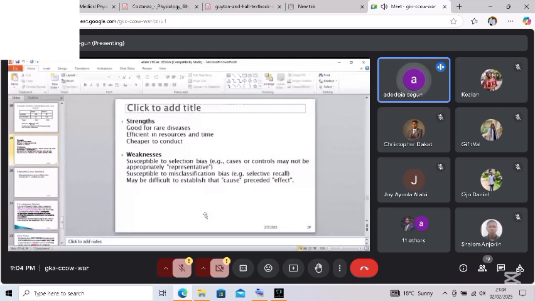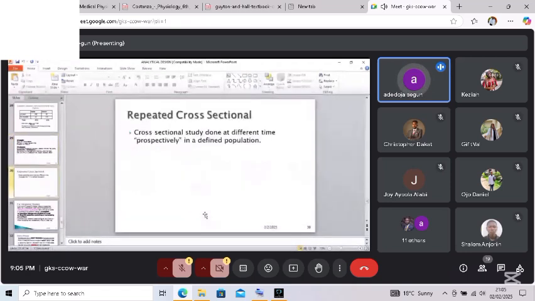It may be difficult to establish that cause preceded effect. So it will be very difficult to know the cause, then the effect, the cause that has come before the development of the disease, because the disease has developed already.